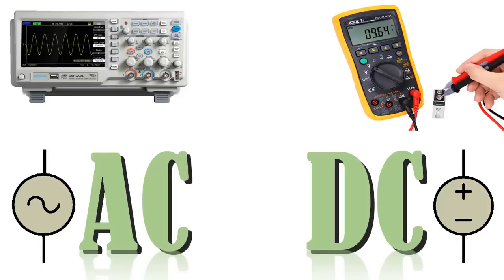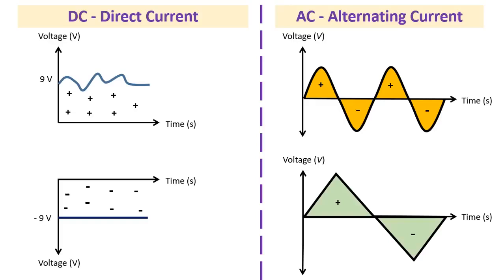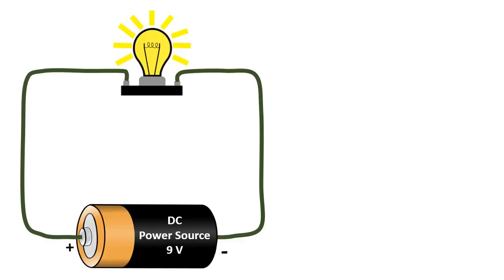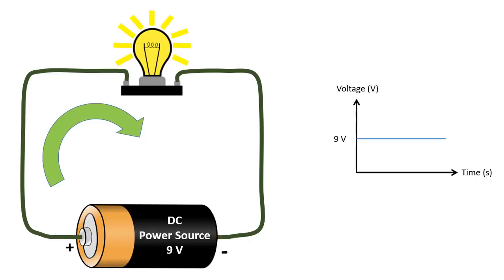Step 1. Electricity. There are two types of electrical signals, those being alternating current and direct current, or AC and DC. With direct current, electricity flows in one direction between power and ground. In this arrangement, there is always a positive source of voltage and ground source of voltage. You can test this by reading a battery with a multimeter.